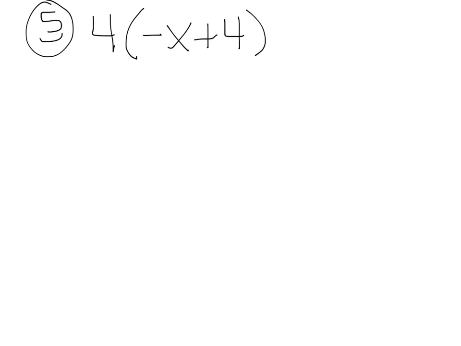Number 5 is 4 parentheses negative x plus 4 close parentheses equals 12. Hit pause and work it out on your own.